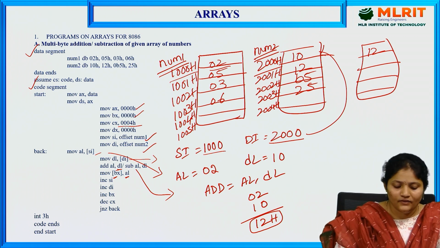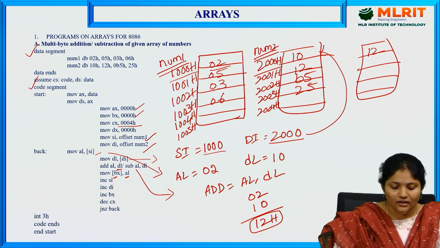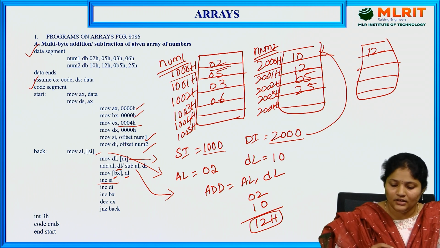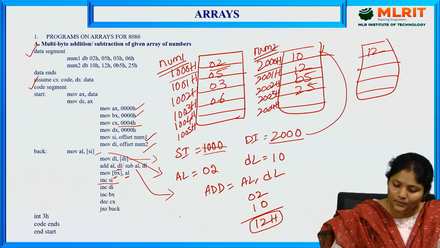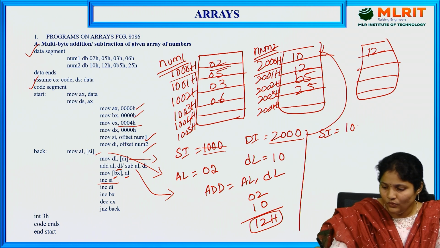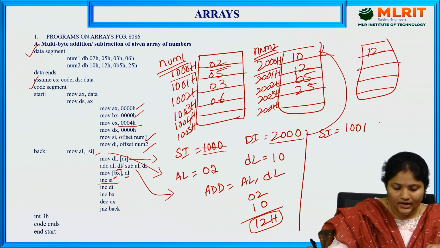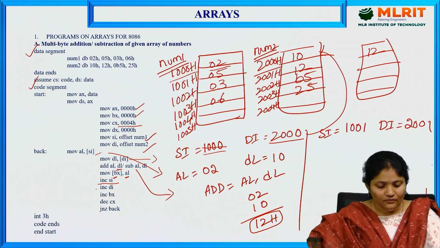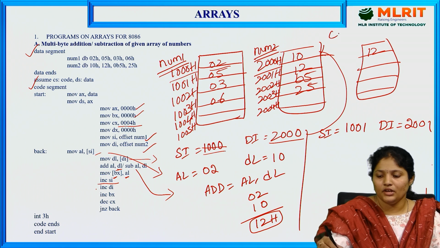After performing addition, subtraction or any arithmetical operation, increment SI. The address present in SI will be incremented, so now SI will be incremented to 1001, and next increment DI. DI will be incremented to 2001. Now decrement CX. As I already told you, the CX register is holding the count 4.